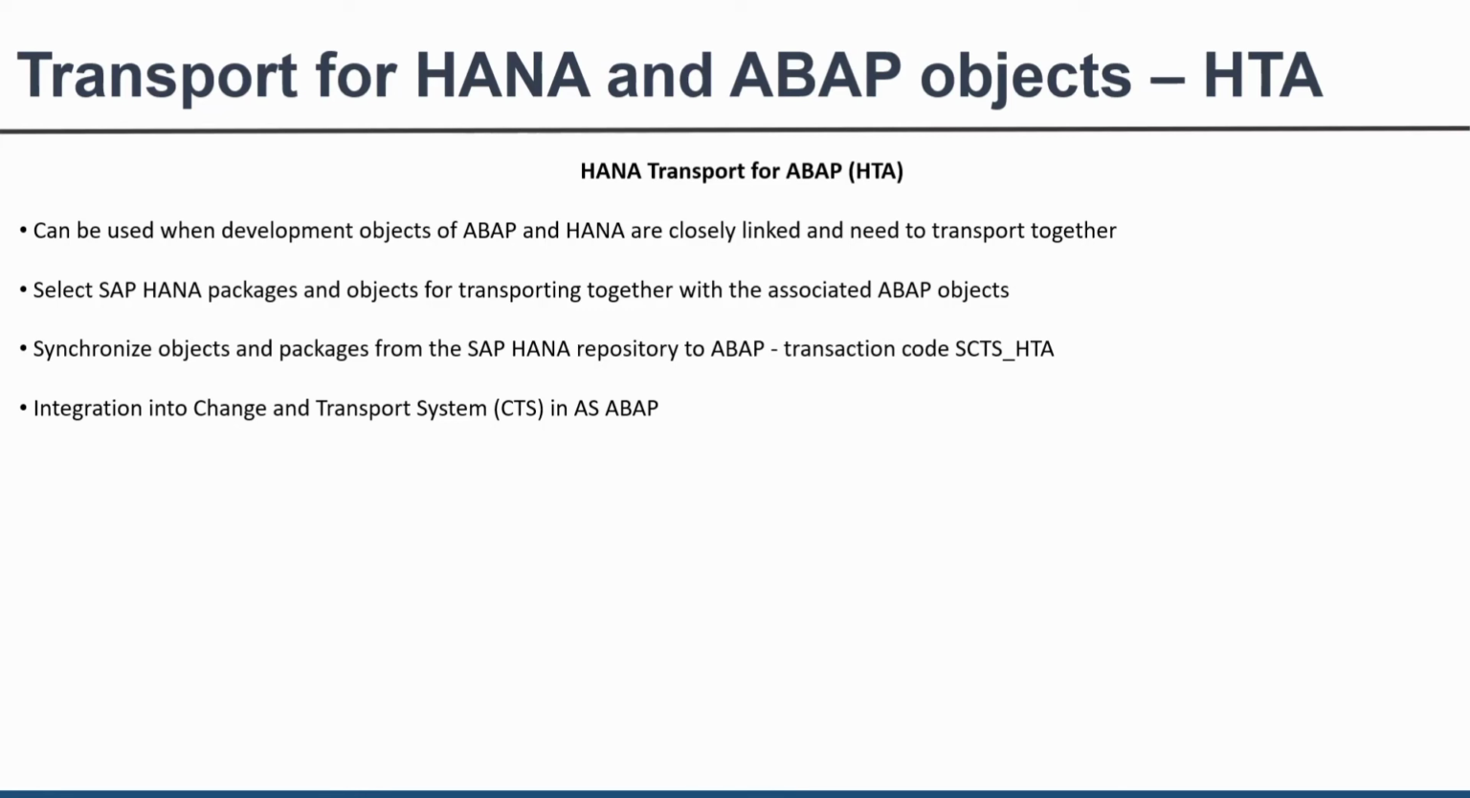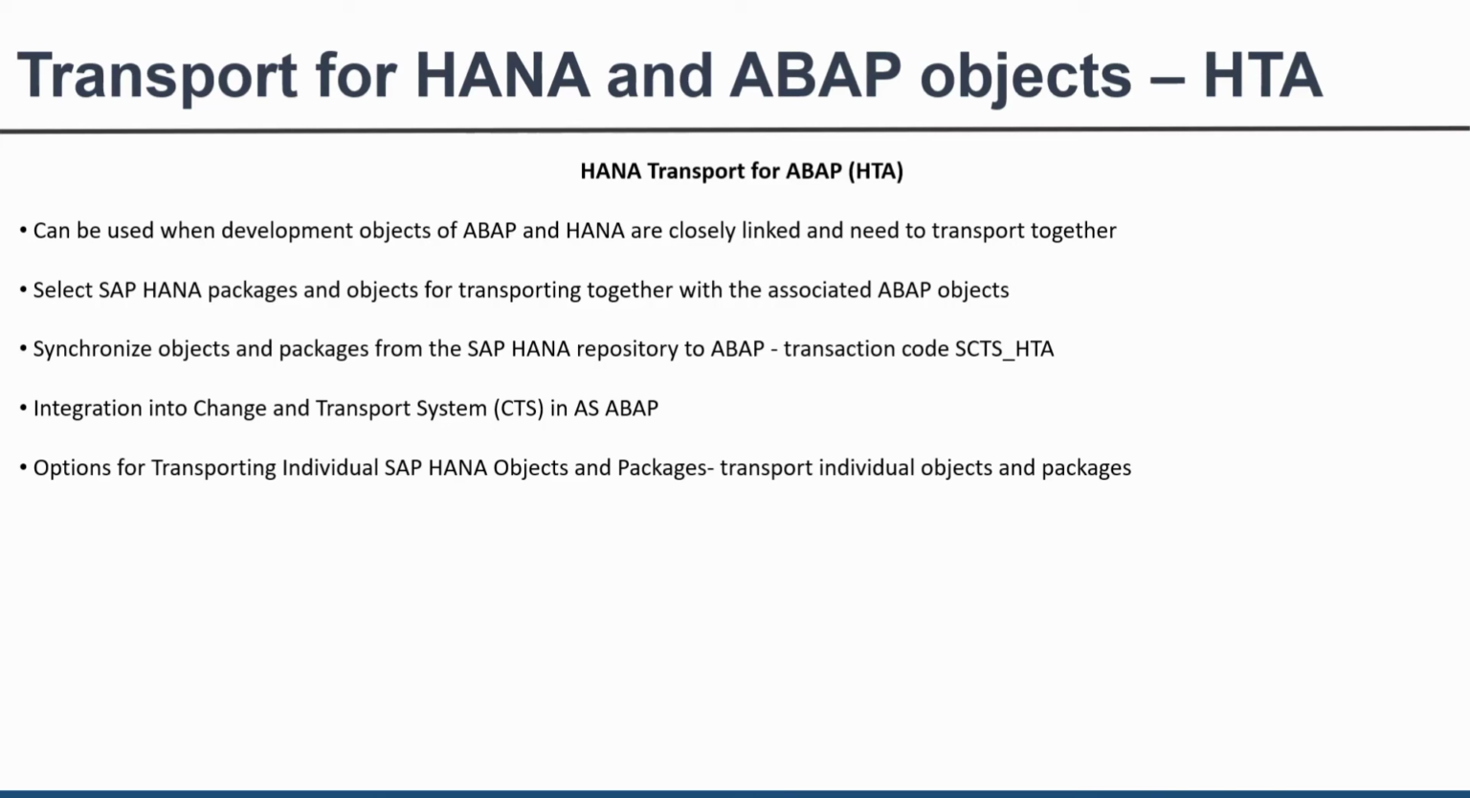You can also handle text in different languages in HANA. By default, it uses the original language as per the HANA package. However, you can change the language. You can use the translation feature using SE63. And then synchronized objects are added to the default ABAP transport request.